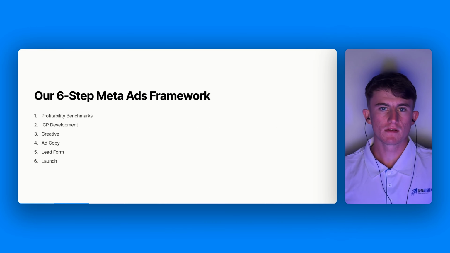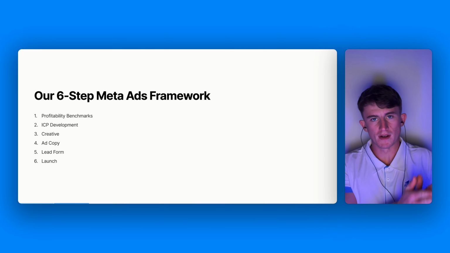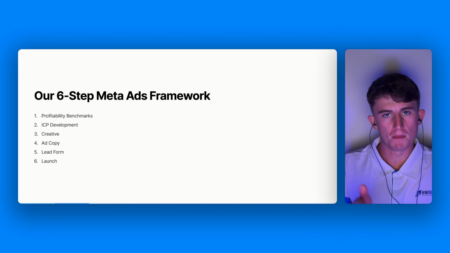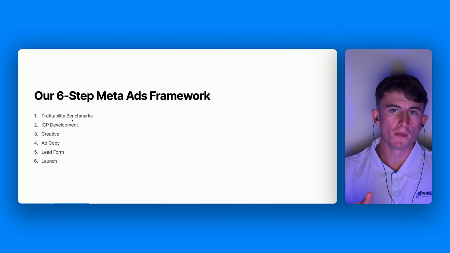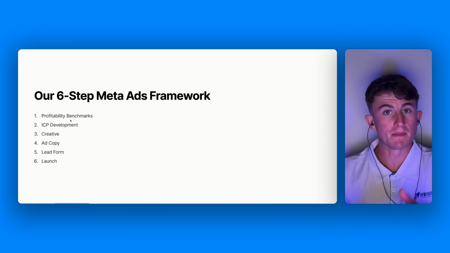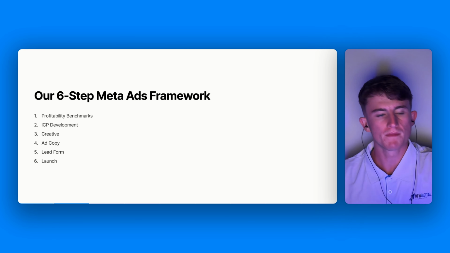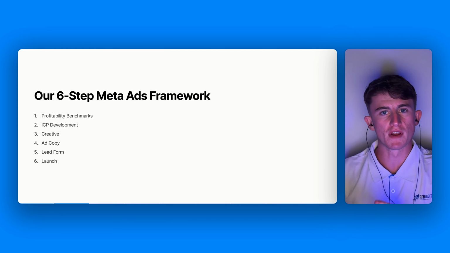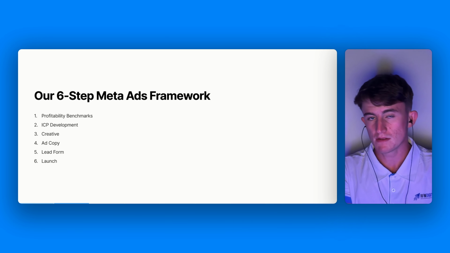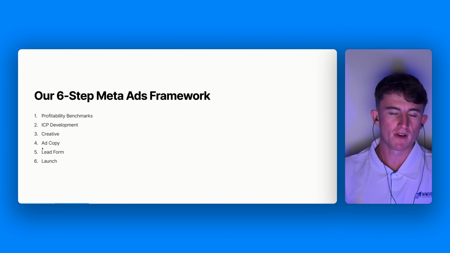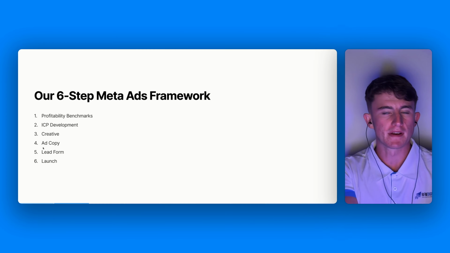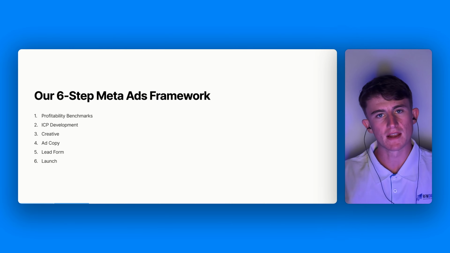Before running meta ads, we like to bring our partners through our 6-step framework. Number 1 is we identify our profitability benchmarks. Number 2 is we identify our ICP, our ideal customer profile. Step 3 is you work on the ad creative, so the actual graphic or video that's going to be showcased on the ad. Step 4 is you work on the ad copy, so the caption of the ad. Step 5 is you work on the lead form, and step 6 is we launch the ad. I'll be bringing you through all of these 6 steps in this video.